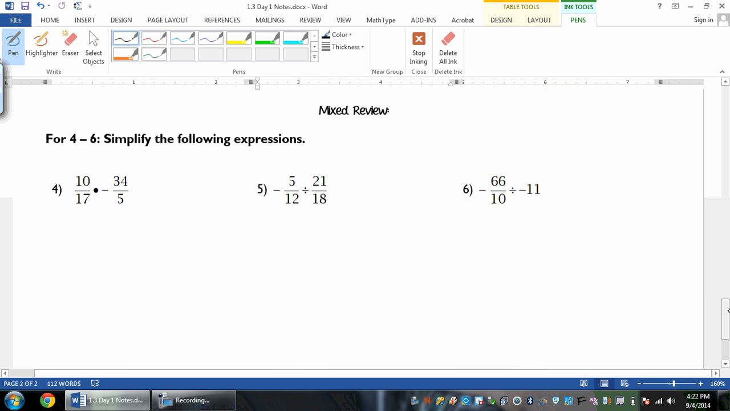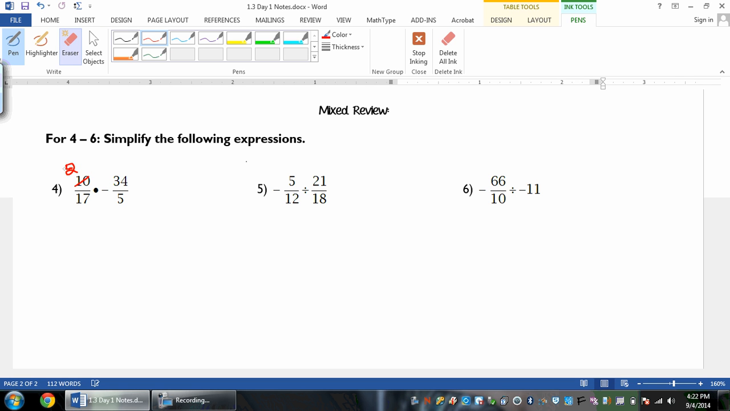Here is just a mixed review that you can complete. I'll go ahead and do a couple examples so you know what to do because you have a couple on your homework. Remember, we're multiplying these fractions. Therefore, that's not when we take the reciprocal of the second fraction. We just simplify on the diagonals. So 10 and 5, I can divide both of those by 5. 10 divided by 5 is 2. The 5 divided by 5 is 1. I can also divide my other diagonals by 17, so the 17 becomes a 1. The negative 34 becomes a negative 1.